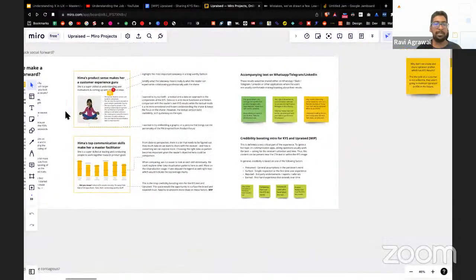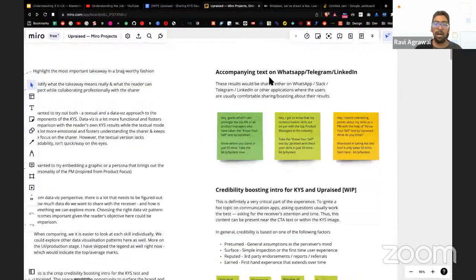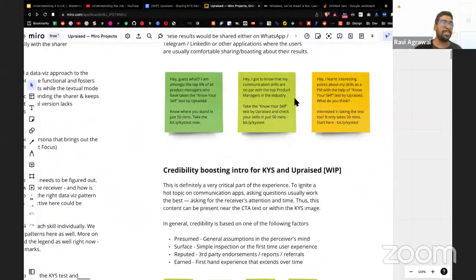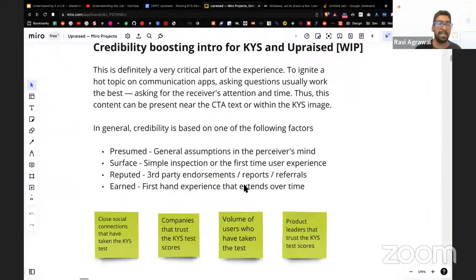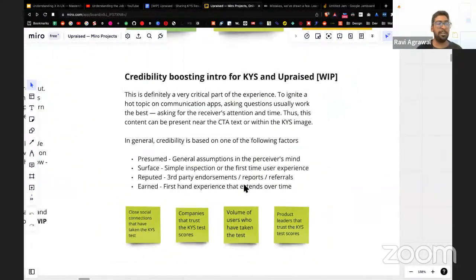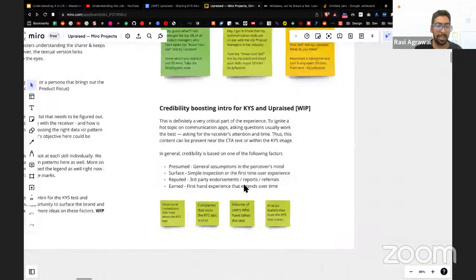There's a lot of study that has been conducted into understanding what could be the accompanying WhatsApp messages, Telegram messages. How do we go about boosting credibility? Because for the receiver, credibility is a very, very important thing to understand. So what are the different types of credibility, and how do these affect the understanding of the results altogether?